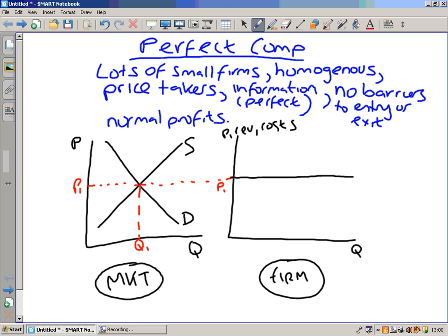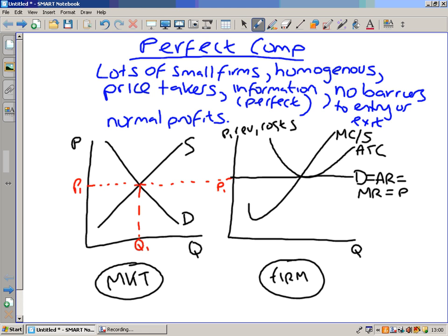We've therefore got a horizontal demand line. Every single product is sold for P1. This line is therefore also the AR line, the MR line, and the selling price. What we'll add to this diagram now is our marginal cost line. This is also our supply line. What we also draw is our ATC point.